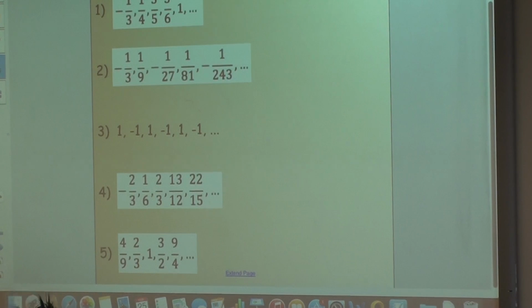Number 1 is easier if you put the negative with the top number, that very first negative, and think of it as negative 1 over 3.